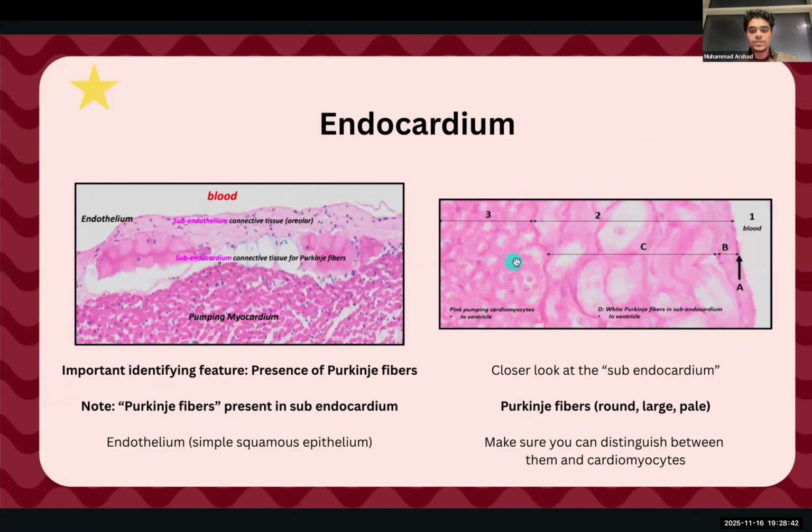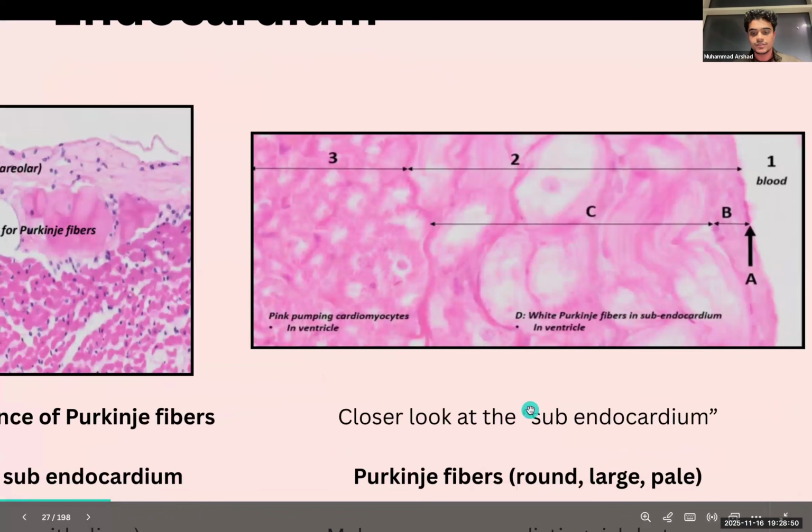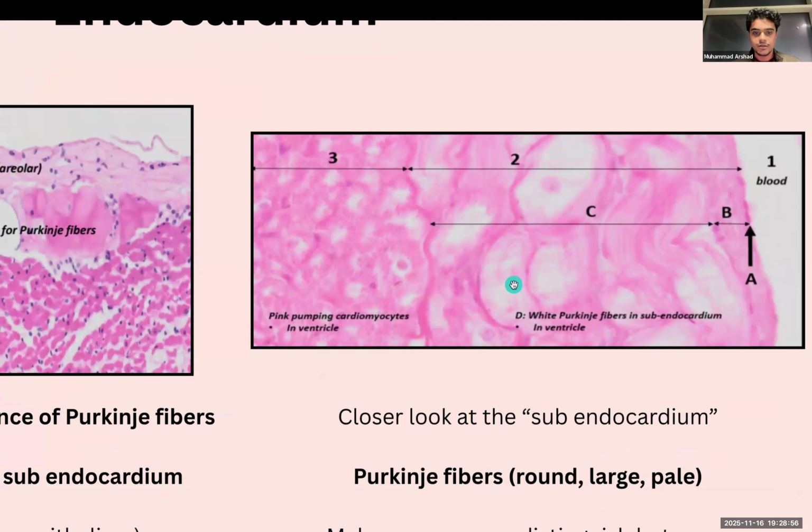Now, it's also possible on the OSPE that they just ditch this kind of slide and give you the subendocardium directly. In this case, you should be able to identify the Purkinje fibers. Their identifying characteristics are that they're round, large, and pale. So you can clearly see here, very round, very large, and very pale.